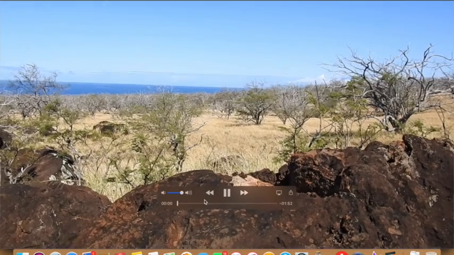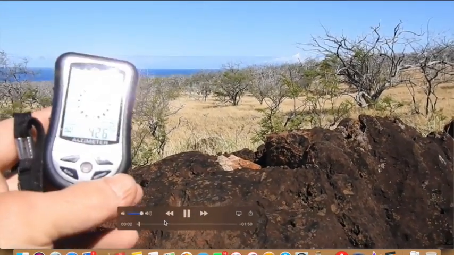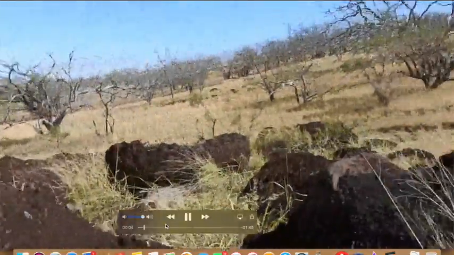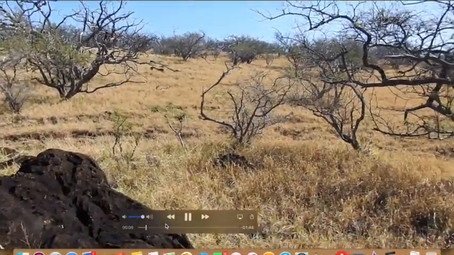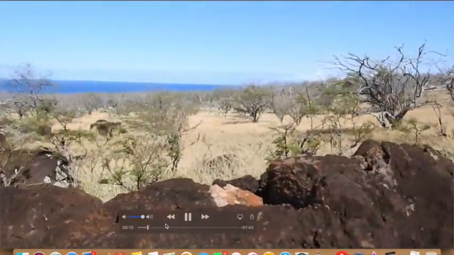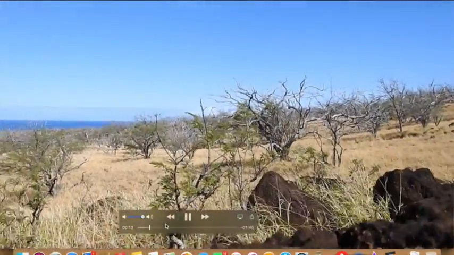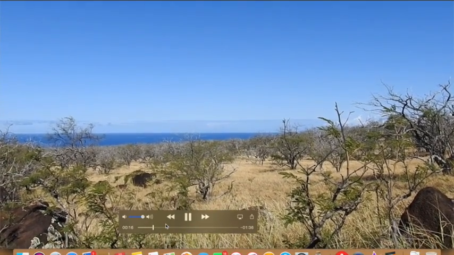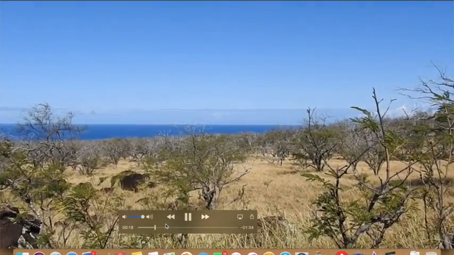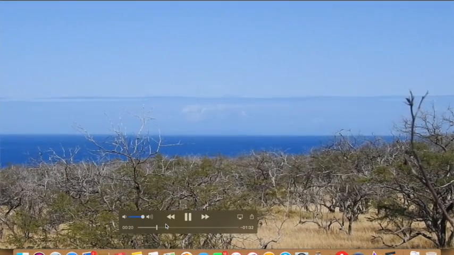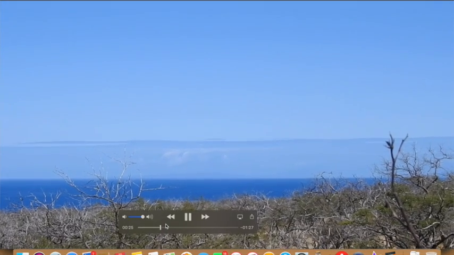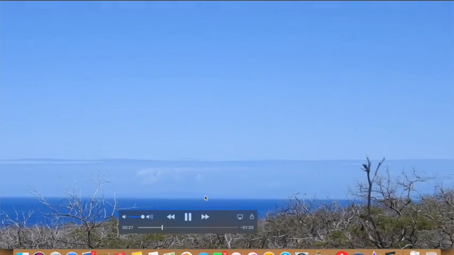Alright, now we're getting lower at 429 feet of elevation. You can see it's kind of very arid. It's dry, lots of kiawe trees. Even the kiawe trees look kind of dead. So let's look over. We got Kaolave in front.